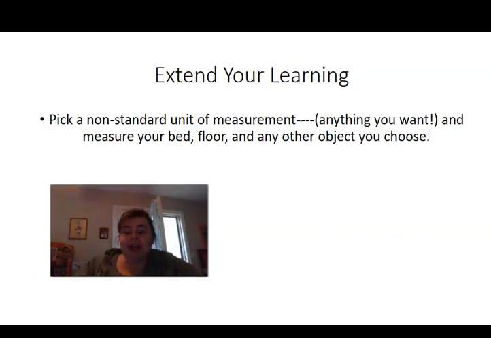Now, when I measured it using a 12-inch ruler, it was only 6 rulers, which was 6 feet. I'm sorry, that was wrong. It was 12 rulers, which is 12 feet. I don't know why I said 6. All right, so something fun that you can do is to pick a non-standard unit of measurement and measure anything in your house, your bed, your floor, anything you want. And then if you have a ruler or a piece of measuring tape, I want you to measure it using a foot and see the differences.